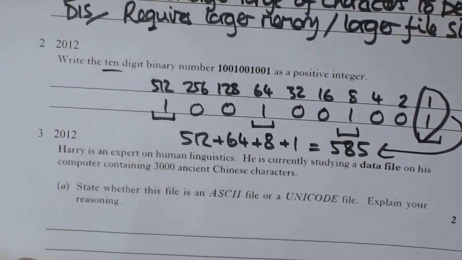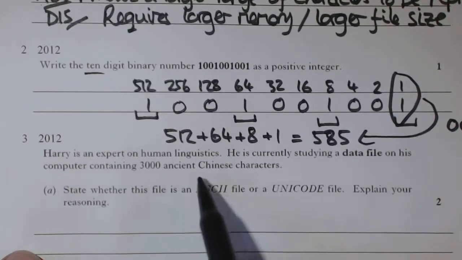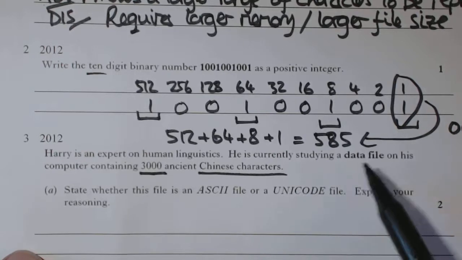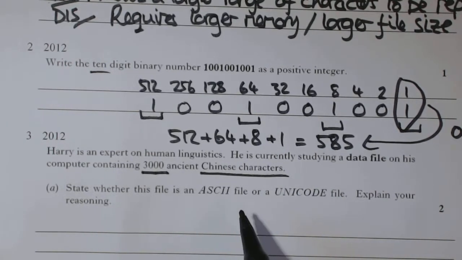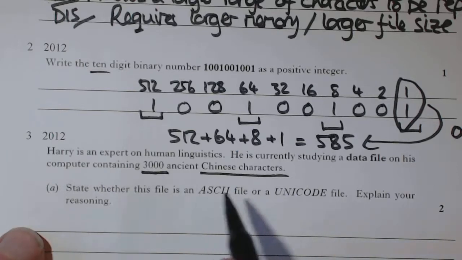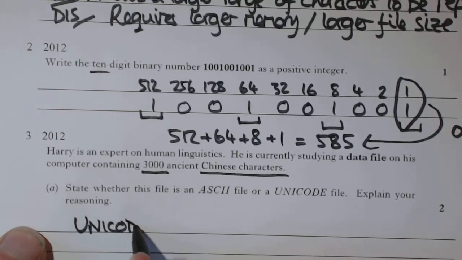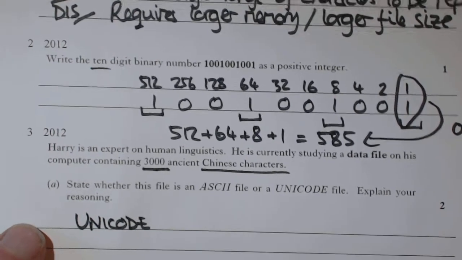Question number 3 is 3,000 ancient Chinese characters. Okay, so we're wanting to store that and state whether ASCII file or a Unicode file. Okay, well, Unicode, because again we've established that Unicode can represent a lot more characters.